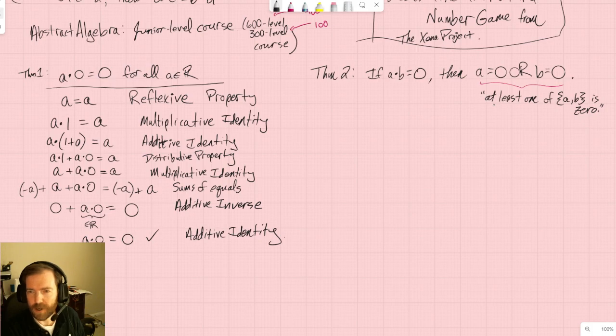Alright, so if we know that at least one of these things is equal to 0, then there are two possibilities. Either both of them are 0, and that makes it nice and easy, because if both of them are 0, then we know that the product of two zeros is going to get us a 0. Okay, so this leaves us with two cases. Actually, 3, technically.